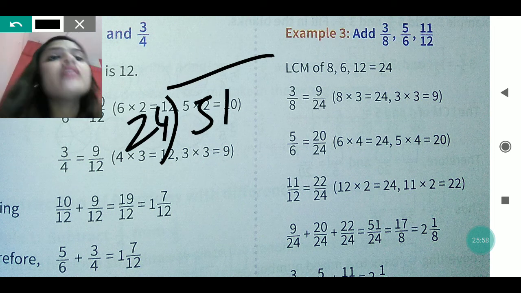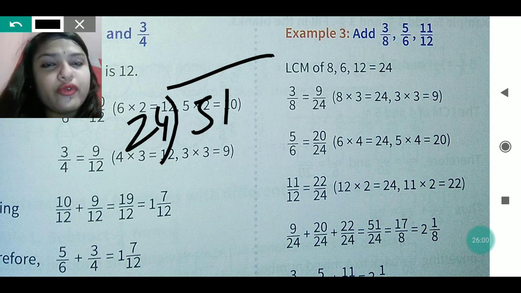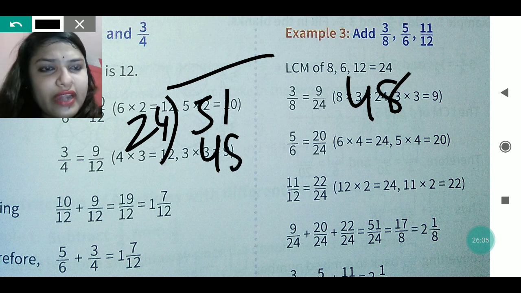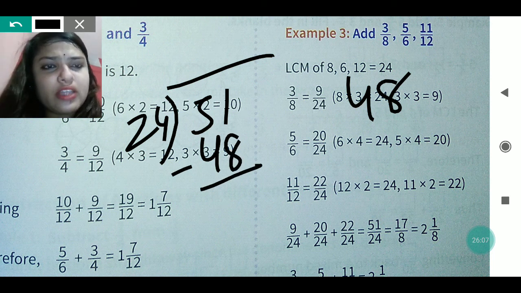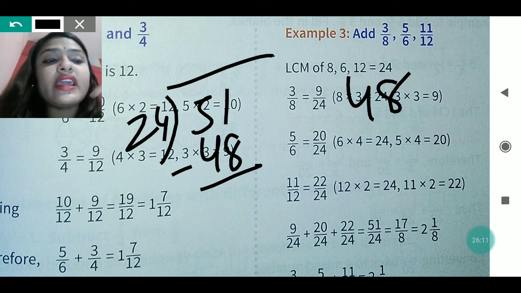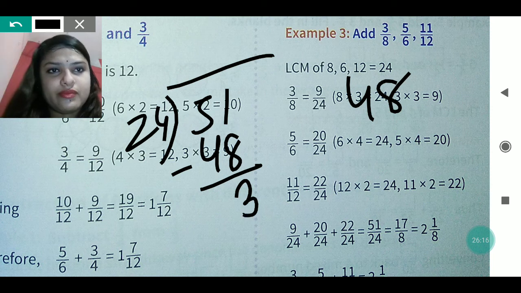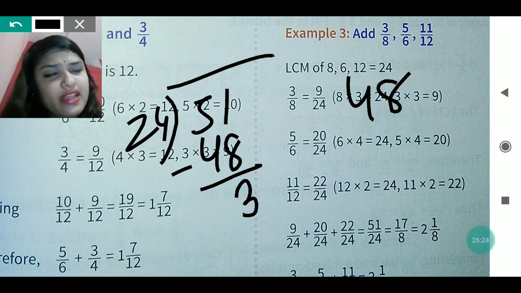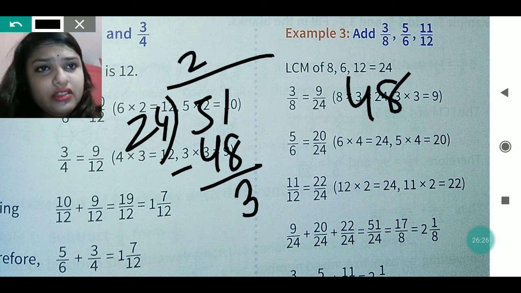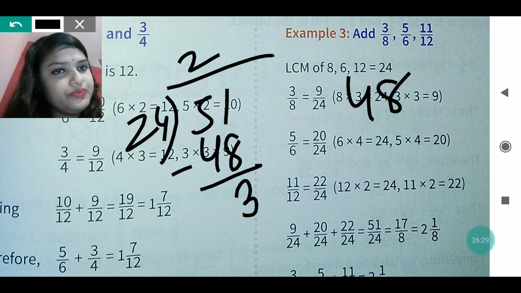When you read the table of 24, two times you will get 48. So 48 you write just below 51 and you subtract it. When you subtract, what do you get as remainder? You will get the remainder as 3. 48, 49, 50, 51. So 51 by 24: the remainder will be 3 and the quotient will be 2.